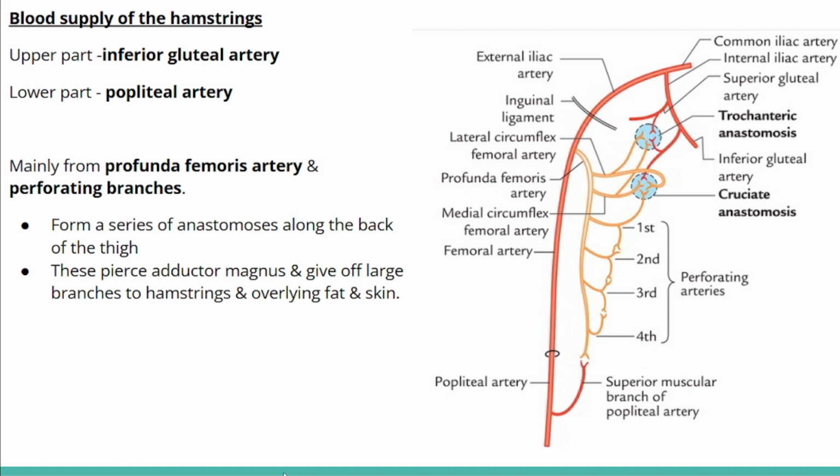Now the blood supply of the hamstrings. To the upper part of the posterior aspect of the thigh, there is a contribution from the inferior gluteal artery, and to the lower part from the popliteal artery. The main blood supply is derived from the profunda femoris artery and its perforating branches. These perforating branches pierce the adductor magnus, and at the back of the thigh they make a series of anastomoses. The perforating branches of the profunda femoris supply the hamstrings and the overlying fat and skin.